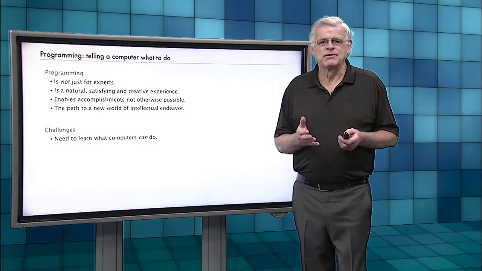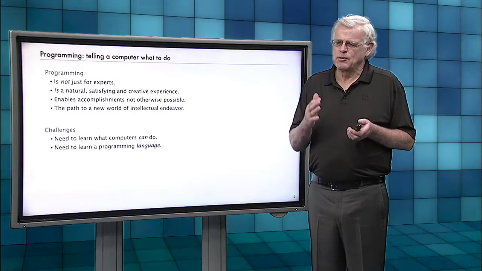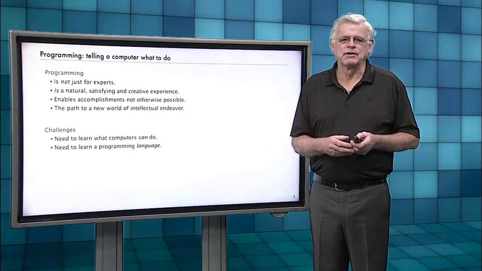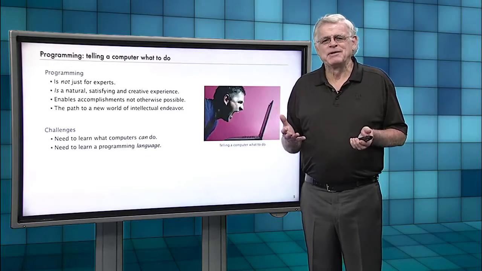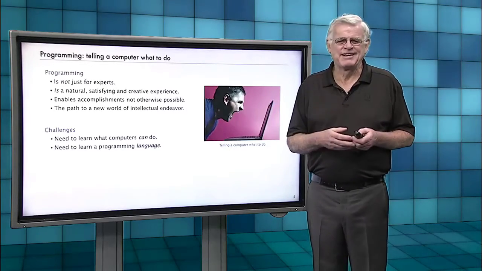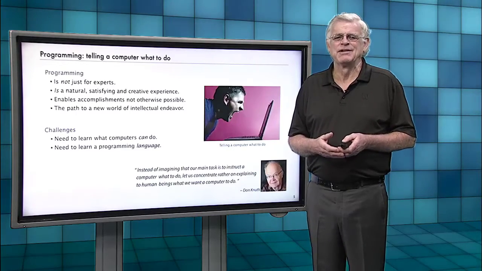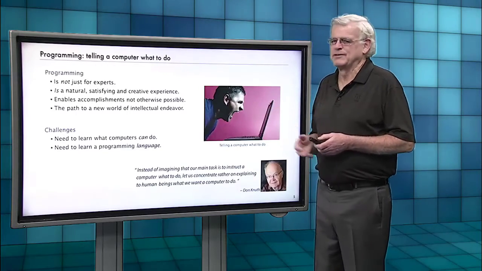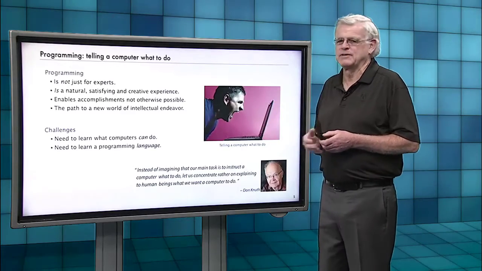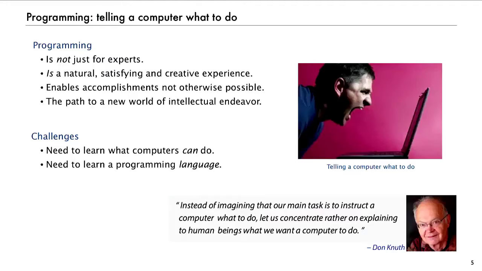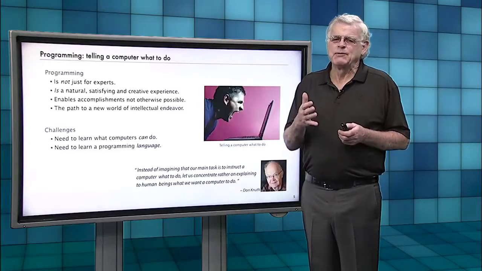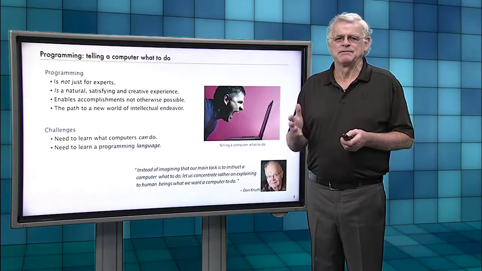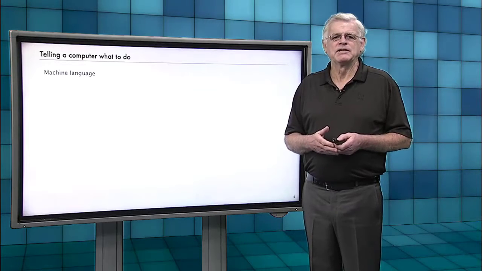You need to learn what computers can do. You need to learn a programming language, which is a way of communicating with the computer. It's not so easy sometimes to tell a computer what to do, and we often find ourselves in this kind of situation. But I think a more positive way to look at it is a quote from Don Knuth, a leading computer scientist. Instead of imagining that our main task is to instruct a computer what to do, what we should do is concentrate on explaining to a human what we want a computer to do. I think he's talking about what an ideal programming language would be like. But let's look at it in a little more detail.